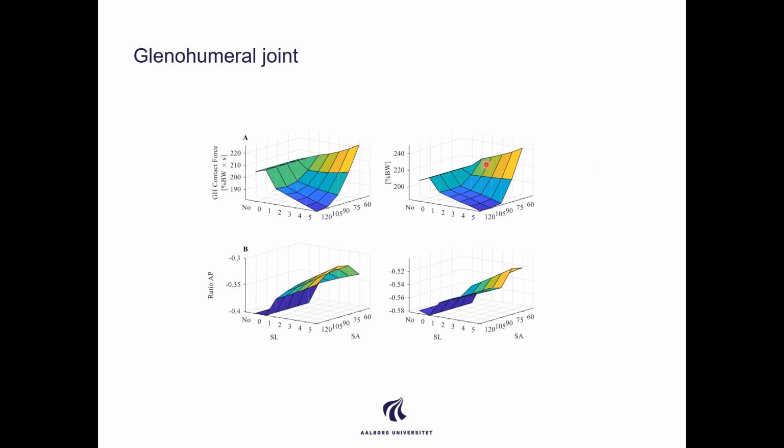So here we have some of our results for the glenohumeral joint. We have the glenohumeral contact forces over here, and then we have the ratio where we took the ratio of compression compared to the anterior posterior shear force, as well as a, yeah, that's pretty much it.